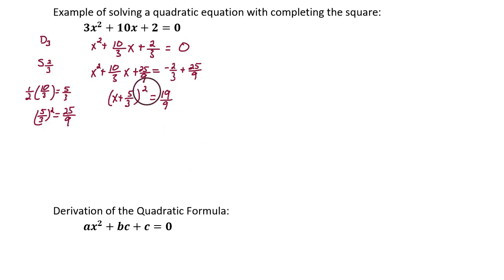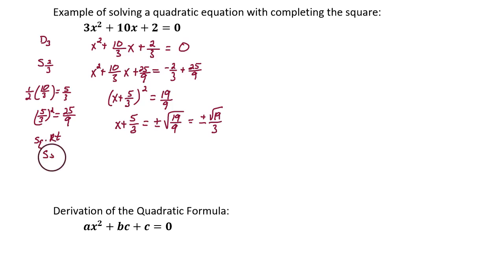Now we can remove the exponent of 2 by doing the square root on both sides. So on the left side, we have x plus 5/3, and on the right side, the positive and negative square root of 19/9. By the way, while the square root of 19 doesn't work out to anything nice, the square root of 9 in the denominator is just 3. So this is equivalent to plus or minus the square root of 19 all over 3.